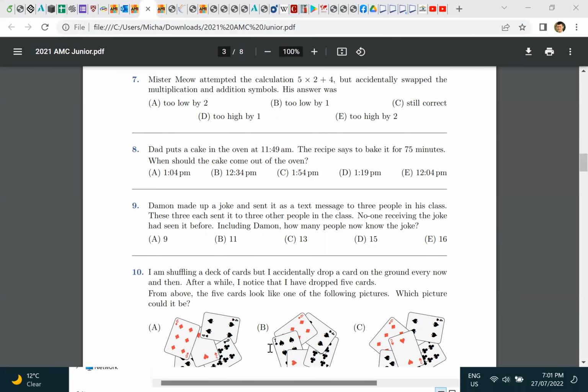It's B. B. Yeah. So accidentally swap the multiplication and addition symbols. So you get 13, right? And here's 14. Yeah. So it's too low by 1. Is that what you said? B? Yeah. Okay, good.